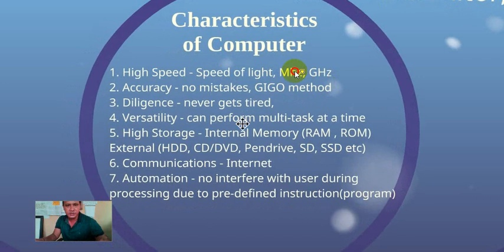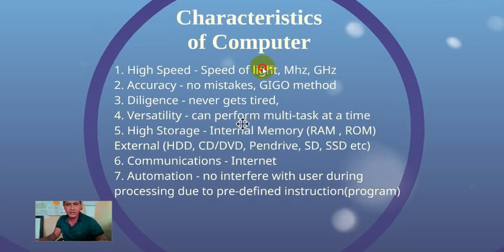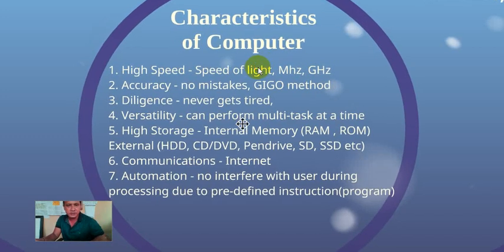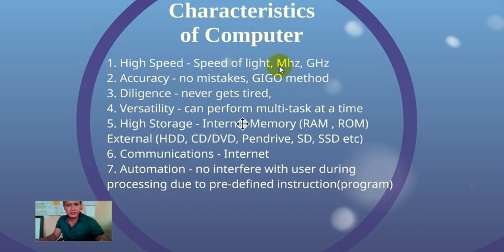If you want to see your computer's speed, you can go to My Computer, right click and go to Properties. There you will see the speed of the computer. Normally it is 1.8 or 2.9, and nowadays there is 3.0 gigahertz, something like that. So the first characteristic is that a computer is very high in speed. It works very fast.